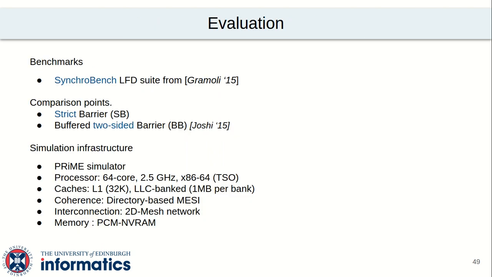We evaluate our enforcement of release persistency using non-blocking data structures from the Synchrobench suite. We compare our implementation of release persistency, LRP, against existing persist barrier implementations. The strict barrier represents the design where the release blocks until all of the writes before the release have persisted. The buffered barrier is an existing efficient two-sided barrier implementation. We perform our experiments in the Prime simulation infrastructure.